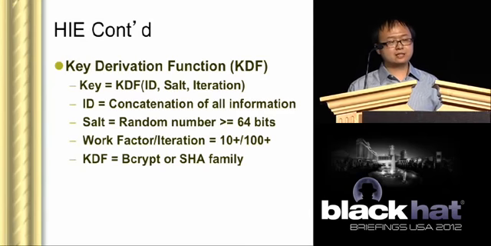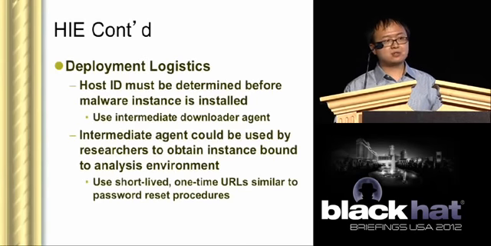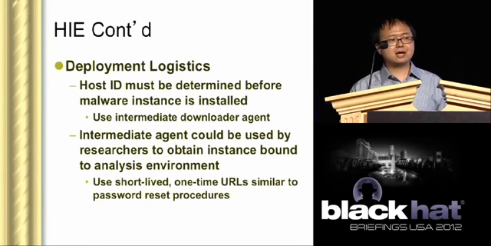And the last thing to consider is deployment. To deploy a binary that is protected by HIE, we need to collect the host identifier before we can send the malware to the client for installation. And usually, when you attack a computer, the shellcode is short and it is not capable of collecting and submitting this information. So, as in Flashback, we have to use some intermediate download agent. But one particular problem with the download agent is that once the analyst captures it, you can use this agent to download samples that are bound to the analysis environment and analyze them there.